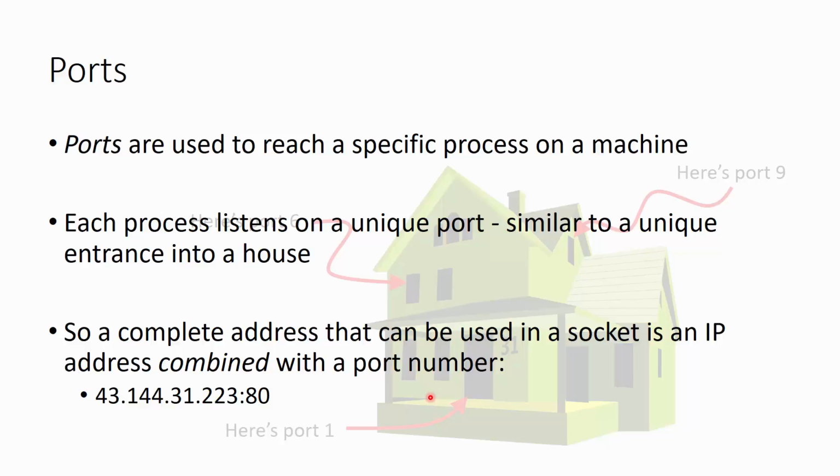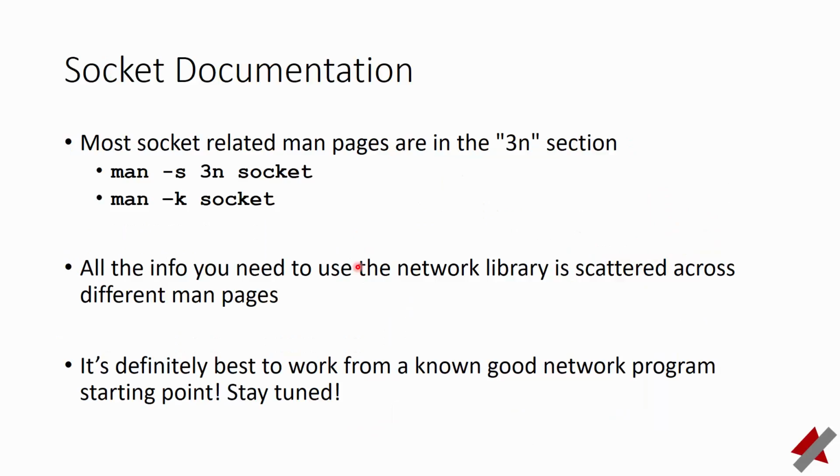So a complete address is going to be something like 43.144.31.223 at port 80. So note that the colon here separates the IP address from the port. So for the documentation for sockets, most of the related calls are going to be in the 3N section. Here's a couple of calls to help find sockets. All the information to use these things, to use the network API, to use the library, is kind of spread across a lot of different places.